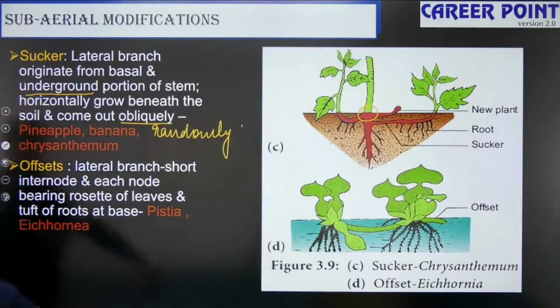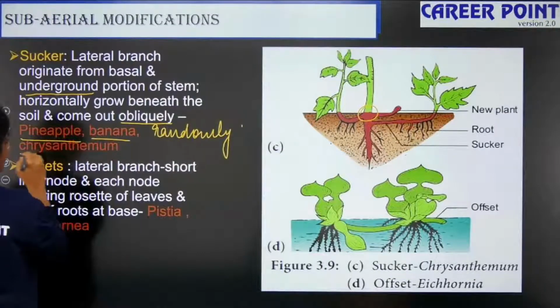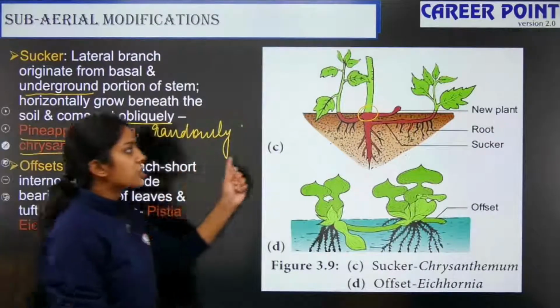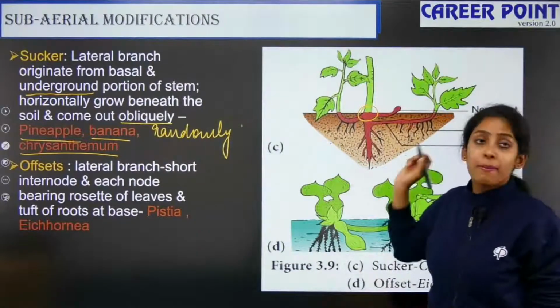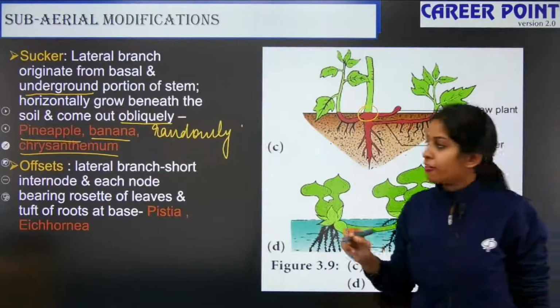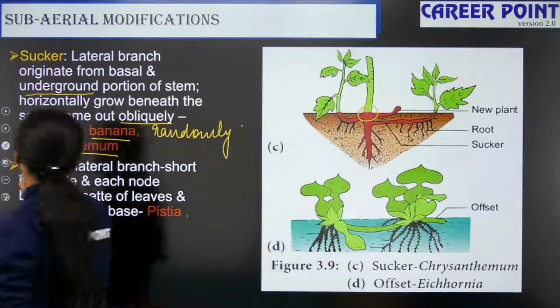So examples are pineapple, banana, chrysanthemum. When it comes out randomly, it gives another plant. So this is how it also helps in vegetative reproduction. Fine. Then the last one is your offset.